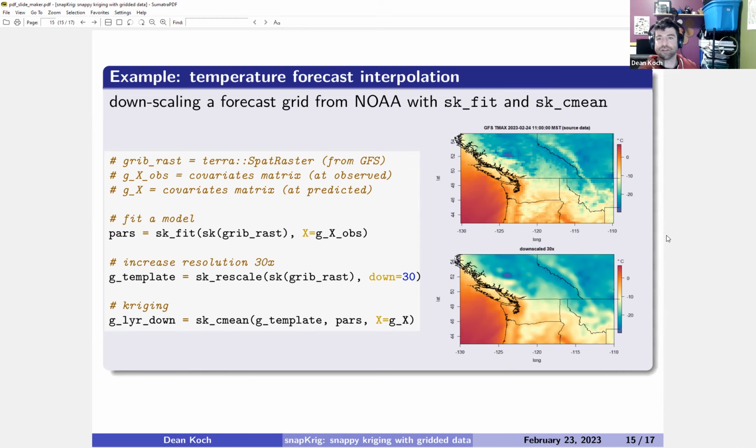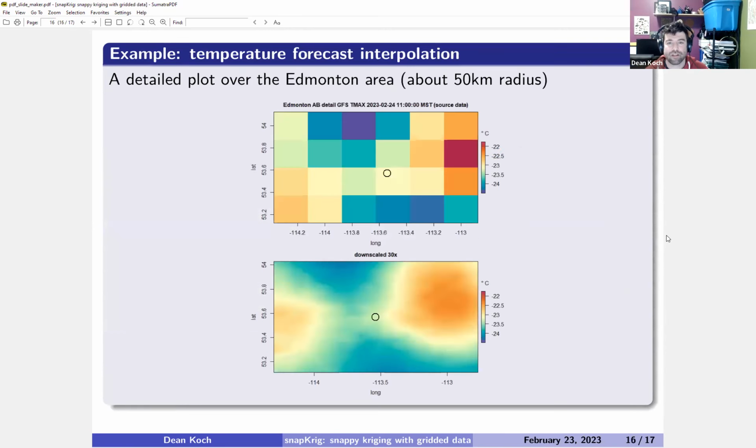So on the right, I'm showing the source data on top and the downscaled result on the bottom. And here's a detail over the Edmonton area. So this is for 11 a.m. tomorrow. I'm not in Edmonton, so I don't know if this is reasonable, but I think this is probably normal for this time of year. The point of this isn't to make an accurate forecast of Edmonton, but just to illustrate the kind of problem that snapKrig can solve.